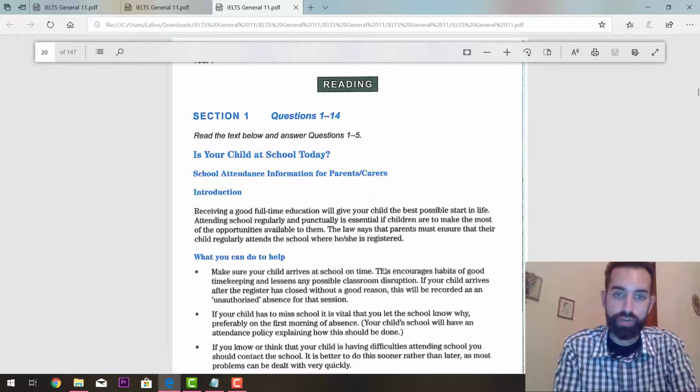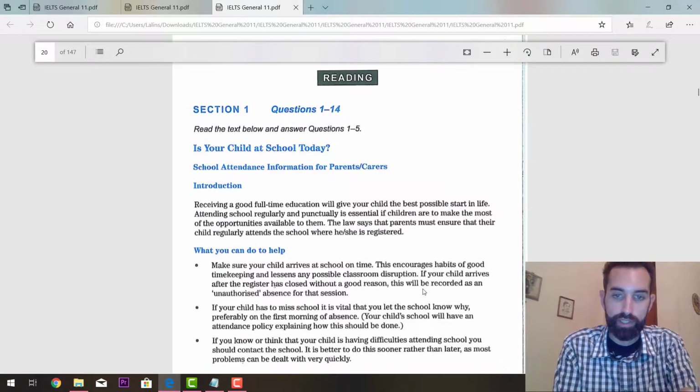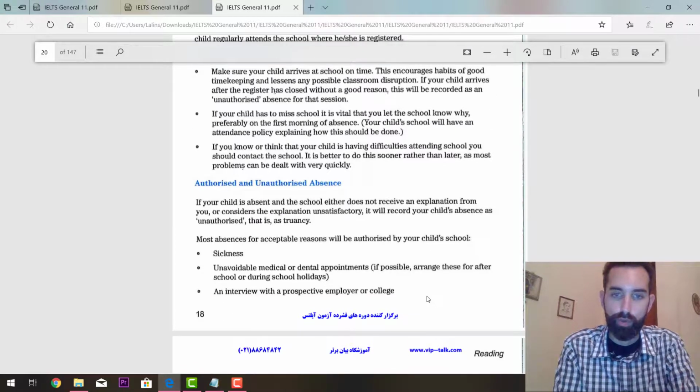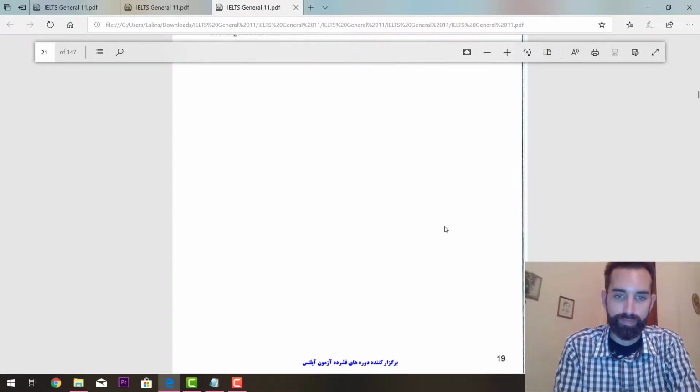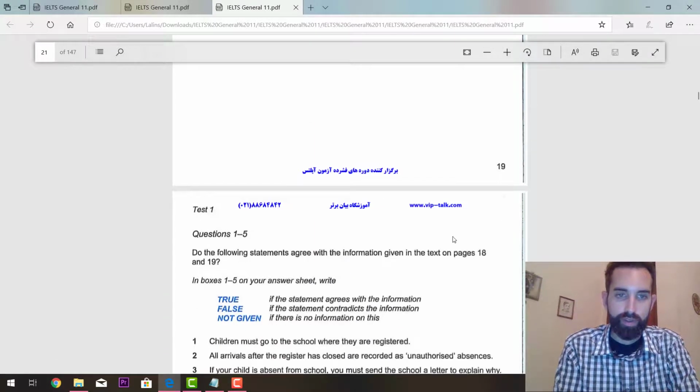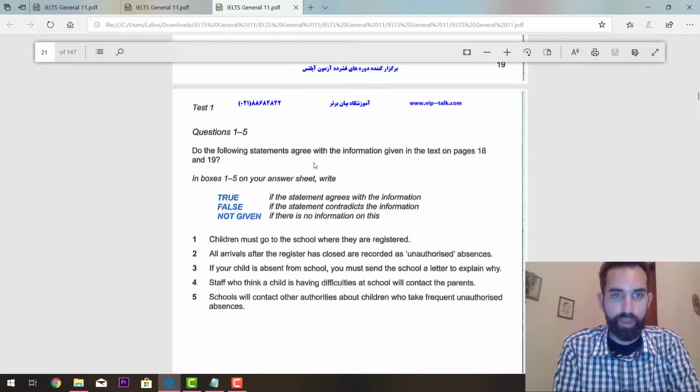Now, before you read through the section, you should always check the questions first, so obviously you know what you're looking for. So we'll go down to the questions. That'll be questions 1 to 5. Questions 1 to 5. Do the following statements agree with the information given in the text on pages 18 and 19? In boxes 1 to 5 on your answer sheet, write true if the statement agrees with the information, false if the statement contradicts the information, and not given if there is no information on this.